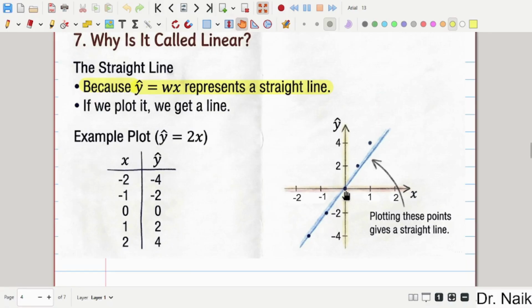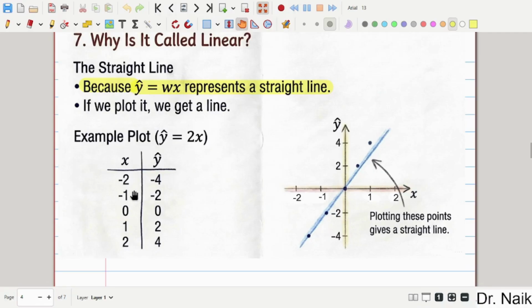If x is 0, then y hat is 0. If x is 1, then y hat is 2. If x is 2, then y hat is 4, because our equation is y hat is equal to 2 times x. That means 2 multiplied by minus 2 will give minus 4.